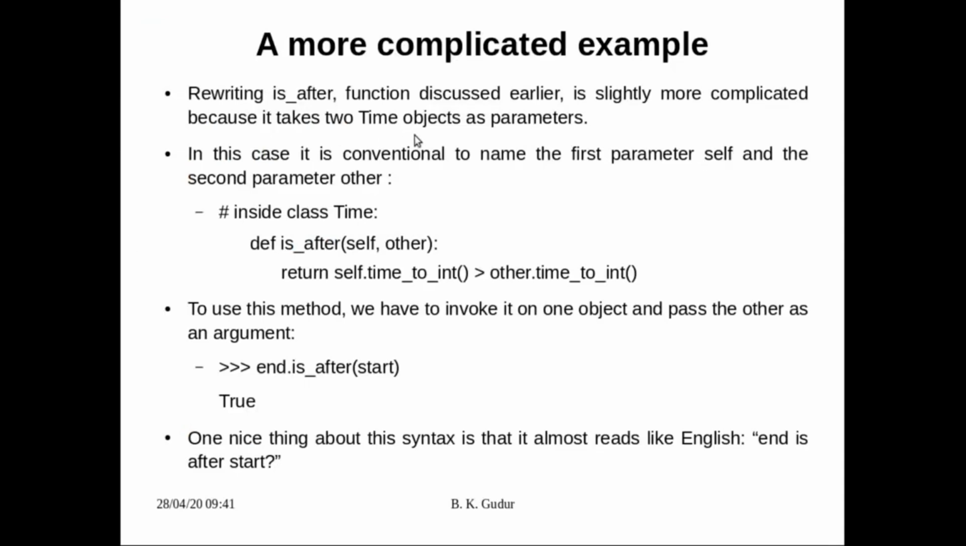One more example, a little bit complicated: rewriting is after. Remember, we had written one function called is after. What it was doing was taking two time objects, t1 and t2, and telling whether t1 follows t2. The function discussed earlier is more complicated. How it is complicated, I'll tell you, because it takes two time objects.